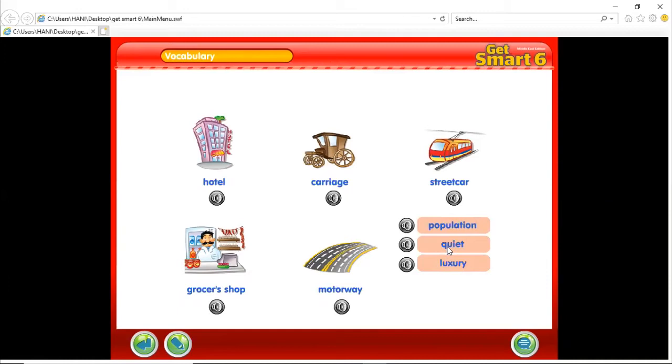A quiet place. When you get up in the early morning, staying alone and watching this video, you should stay in a quiet place. Luxury has a relation with money. Luxury means, for example, this car is luxury, it costs a lot of money. So: hotel, carriage, streetcar, grocer's shop, motorway, population, quiet, luxury.